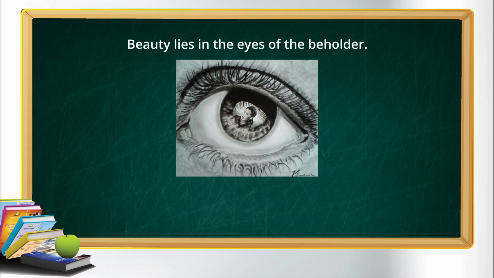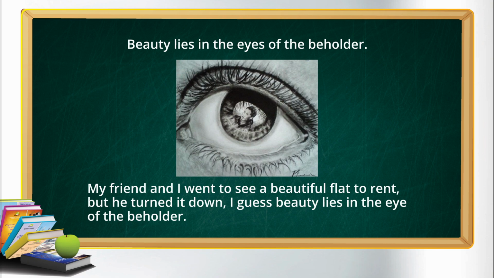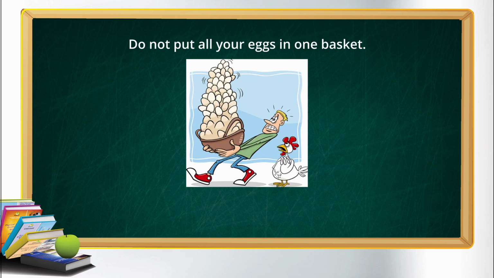Beauty lies in the eyes of the beholder. This means what appears as beautiful to one person might not appear as such to another. For example, my friend and I went to see a beautiful flat to rent, but he turned it down. I guess beauty lies in the eye of the beholder. I'm sure you know this one.